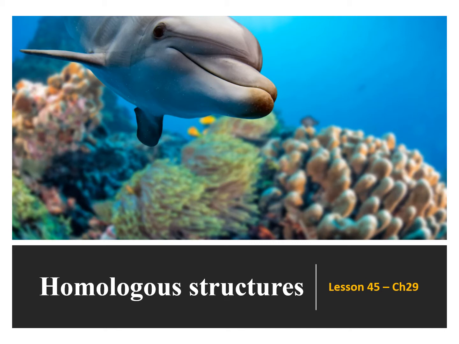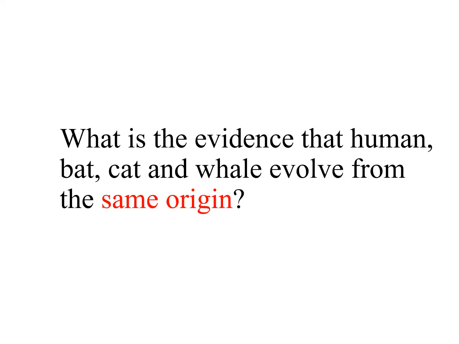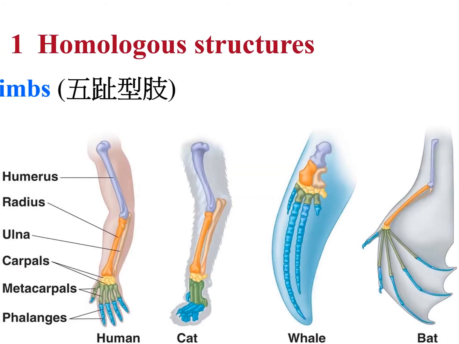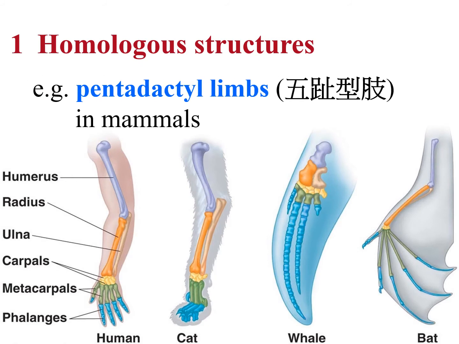Let's start. Besides looking at the fossil record as the evolution evidence, what is the evidence that human, bat, cat, and whale evolved from the same origin? The further evidence which supports evolution besides the fossil record is homologous structures. One example of homologous structure is the pentadactyl limb in the mammal.